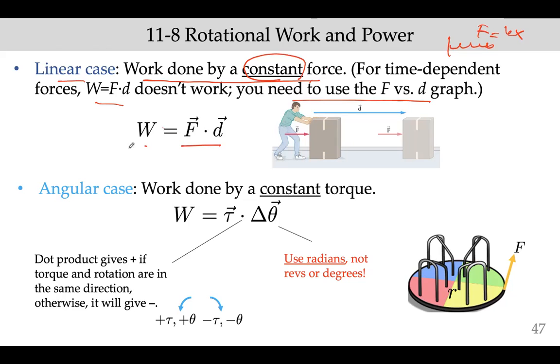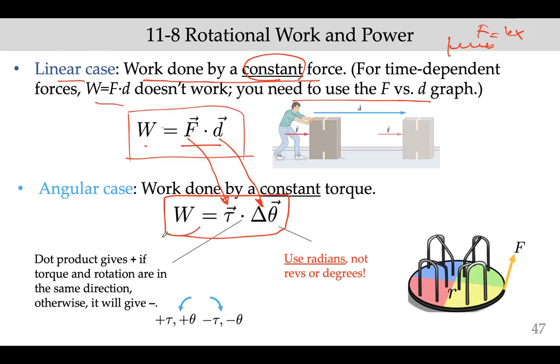Anyway, in the linear case, if the force is constant, we could use F times D. Now, what's the work done in the angular case? Now we're going to talk about constant torque. So instead of force, I'm going to write torque. Instead of distance, I'm going to write the change in angle. Now we have to be careful in this equation. It cannot be in degrees or revolutions. For this particular formula, if you want to work in terms of joules, you have to use radians for the angle.